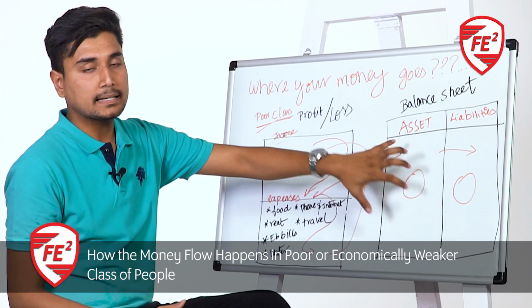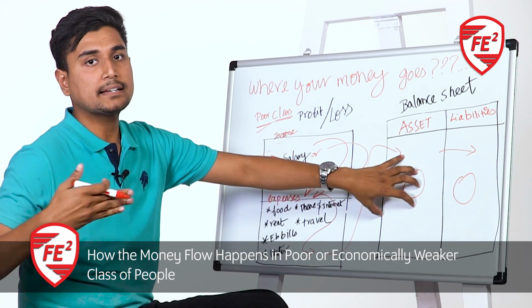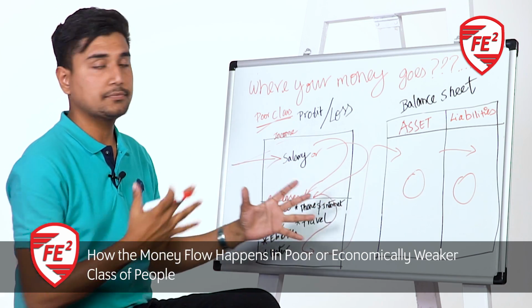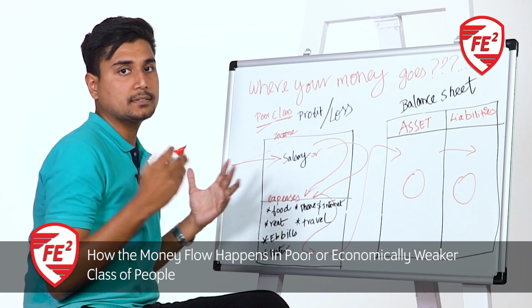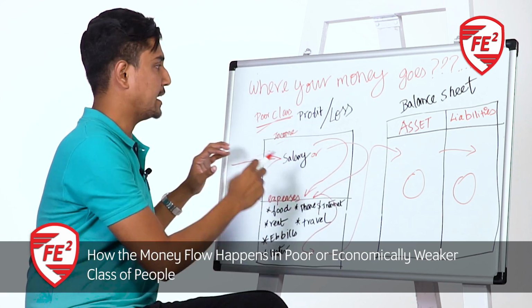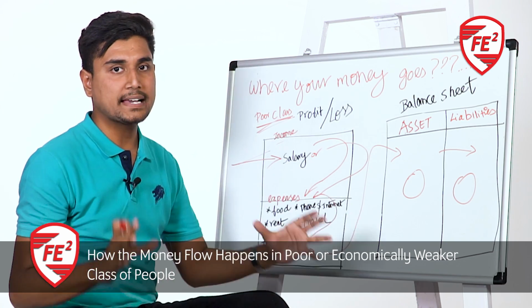Only if the money goes to assets can you be financially free, or have financial freedom. If no money goes to the asset column, what happens? You live paycheck to paycheck. So this is how the money flow happens in the case of the poor class or economically weaker section.